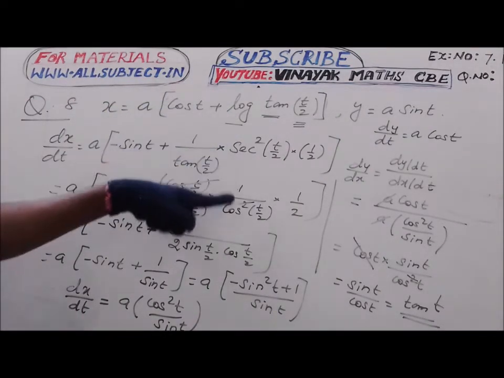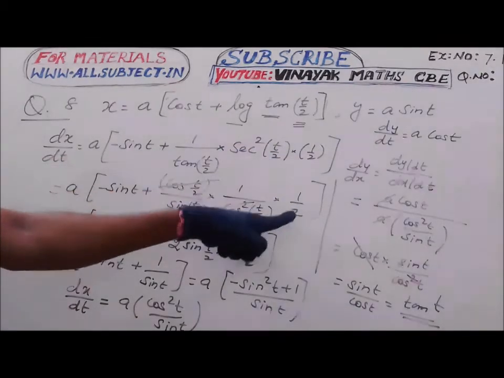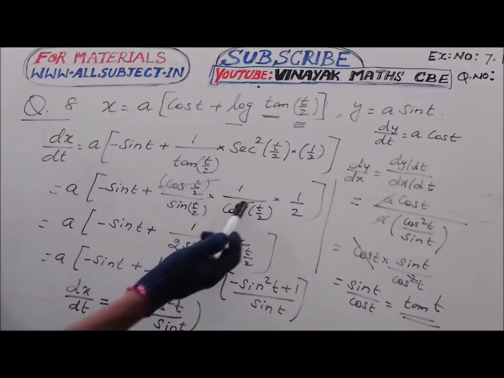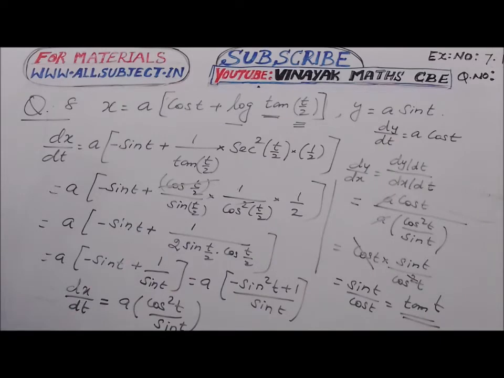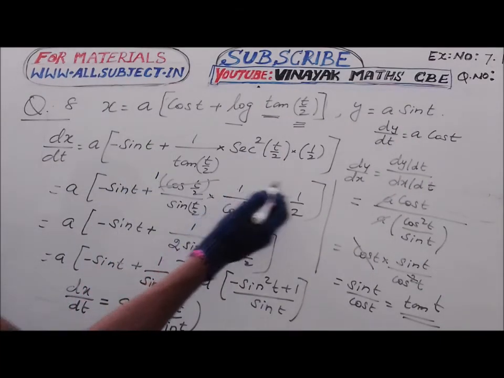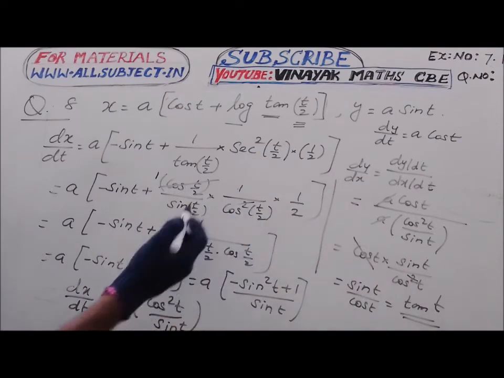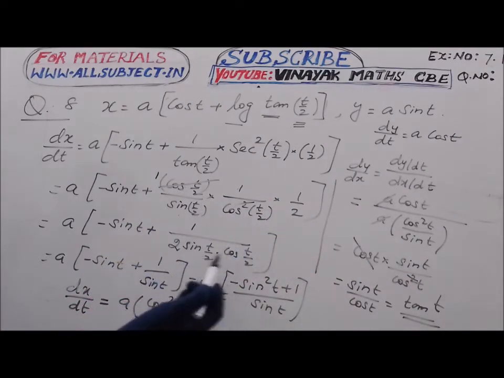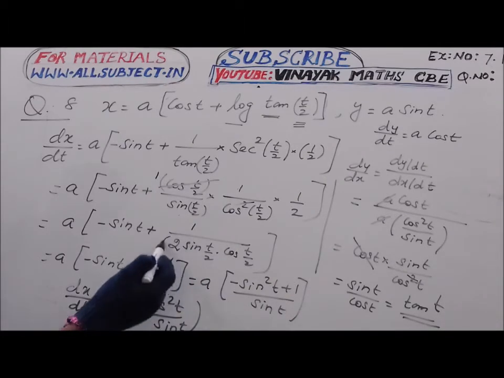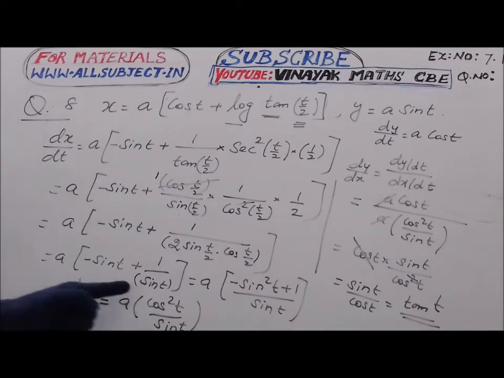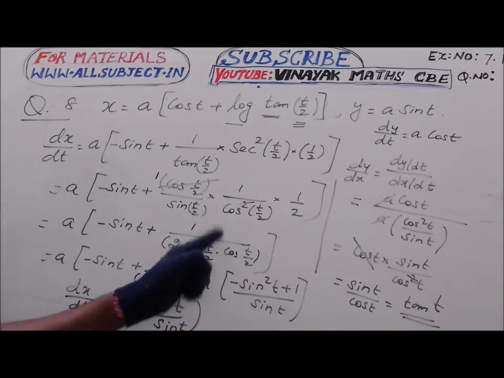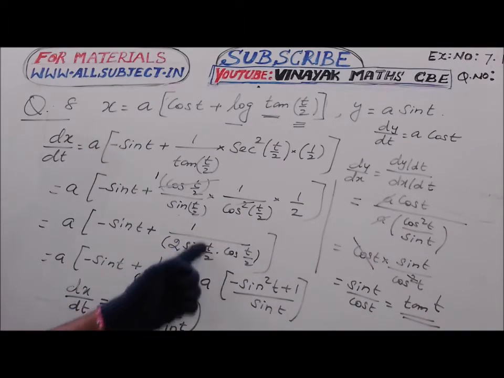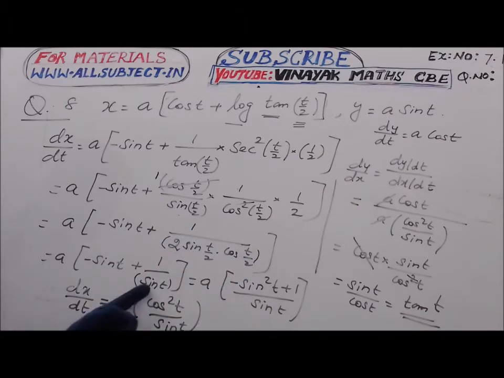Secant square is 1 by cos square t by 2 into 1 by 2. This cos t by 2 and cos square t by 2, one time gets cancelled. Remaining is 1, 1, 1. Totally the numerator becomes 1, and the denominator is 2 into sin t by 2 into cos t by 2. 2 sin t by 2 cos t by 2 becomes sin t. That is a formula: sin theta equals 2 sin theta by 2 cos theta by 2. So 2 sin t by 2 cos t by 2 changed to sin t.